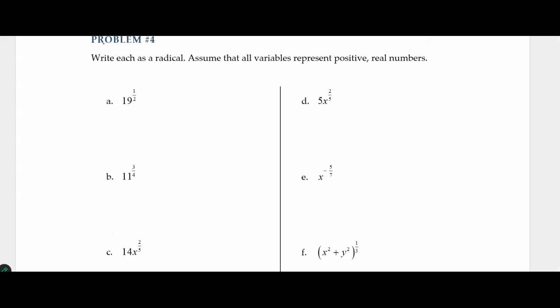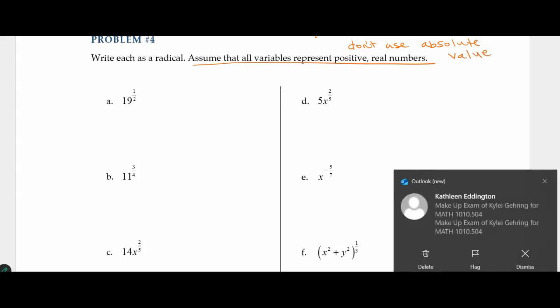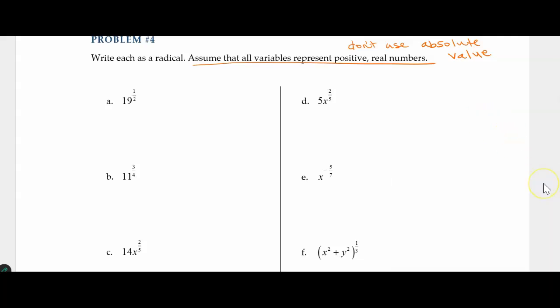All right, let's do a couple of these. Look at a couple of them where we have some exponents. But notice on this one, it says, assume all variables represent positive real numbers. So that means we don't have to use the absolute value. When it says that they're going to be positive, we don't need to use that absolute value sign.